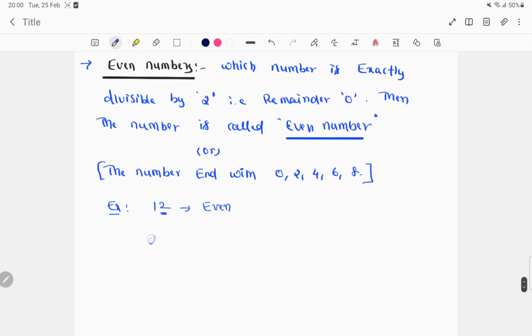For example, I am taking 24. I am dividing 24 by 2. So 2 ones are 2, 0, 4 you can carry down, 2 twos are 4, 0. So the remainder is 0. So 24 is an even number.